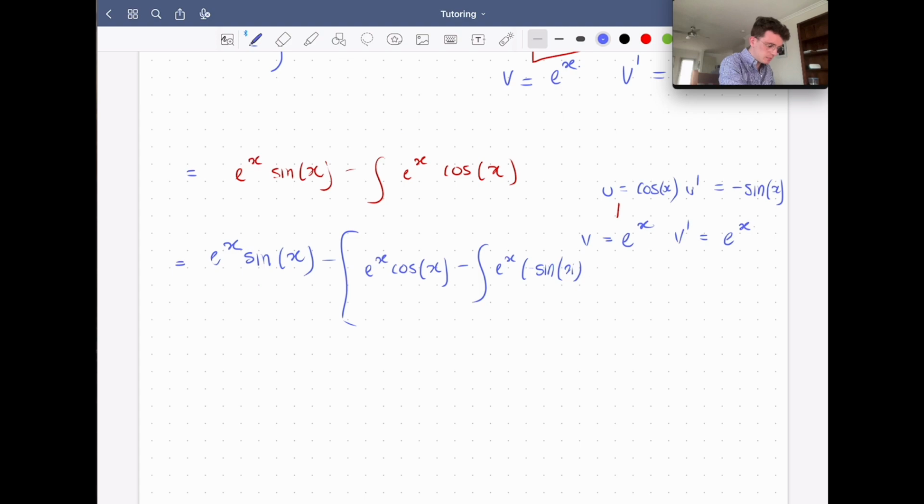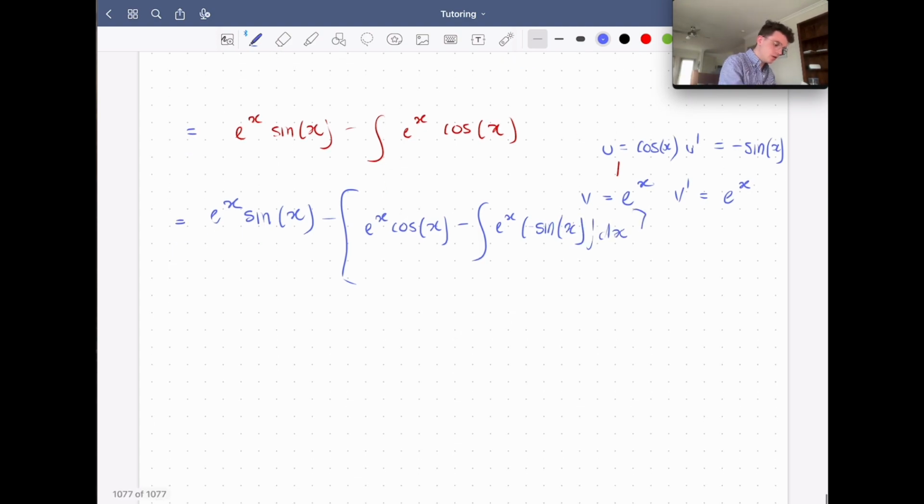I might fix that, it's a bit messy. Okay, and close that bracket. So here we've got e to the x sine of x minus e to the x cos of x.